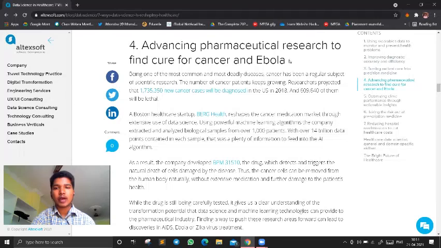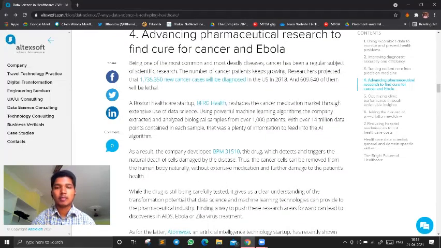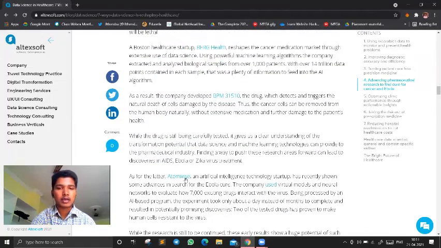Next, advancing pharmaceutical research to find a cure for cancer and Ebola. Means they are using data science for curing cancer and Ebola in pharmaceutical research. It means it is mostly used in research. So this is a major turnover, and it can also be used for developing drugs like BPM 31510, which detects and triggers natural health of cells damaged by disease. Like this, we have many uses.